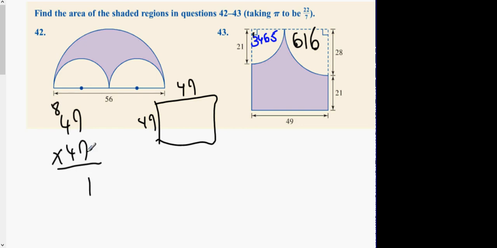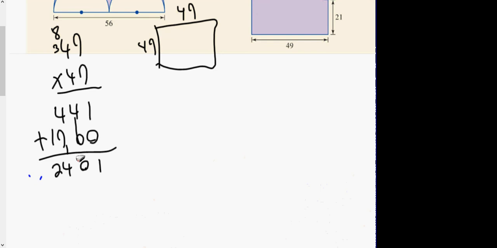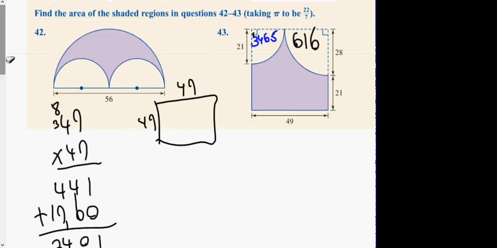1 carry the 8. 36 plus 8. 441 carry the 0. 6 carry the 3. 19. Add them together. We get 1, 0, carry the 1. It's going to be 24. 2401. This 2401, what do we have to take away from 2401? Yes? 346.5 and 616. Okay, let's take away the 616 first.